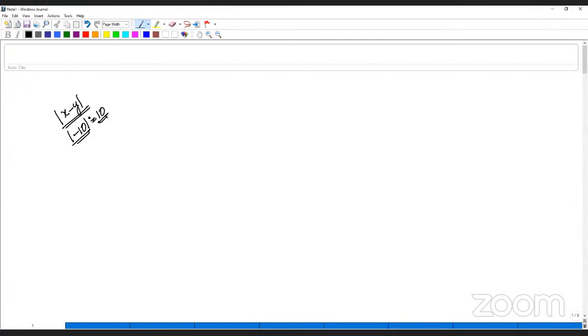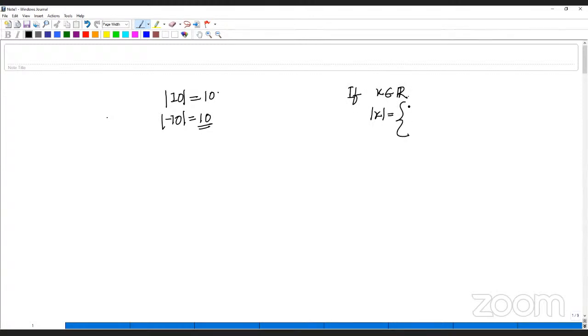Okay, sir. Then modulus is always positive, right? If I have the number 10 and I take the modulus, I will get 10. If I have the number minus 10 and I take the modulus, then also I'll get 10. The definition of modulus is: if x is a real number, then the modulus of x is x if x is greater than or equal to 0, and it is minus x if x is less than 0.